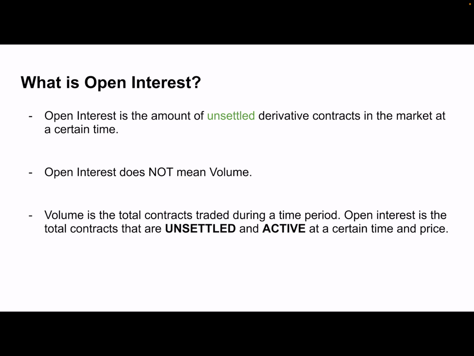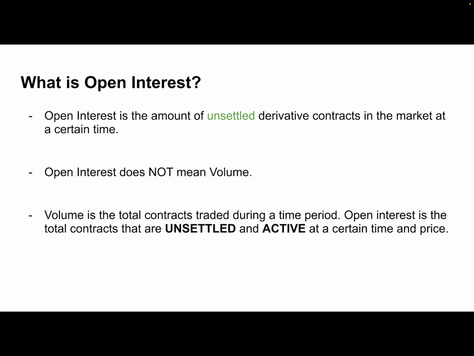Now, first of all, we have to understand what open interest is. Open interest is the amount of unsettled derivative contracts in the market. Now, that might sound like bullshit to you or it does not matter to you, but it does. Promise me it does, because some people confuse it with volume, some people just don't use it or don't trust it. But if you watch this video in full, you'll see why it's so powerful and so much better of a tool than volume as well.